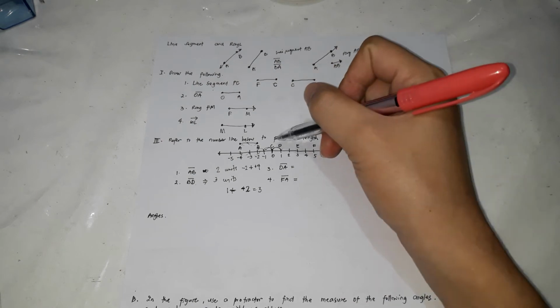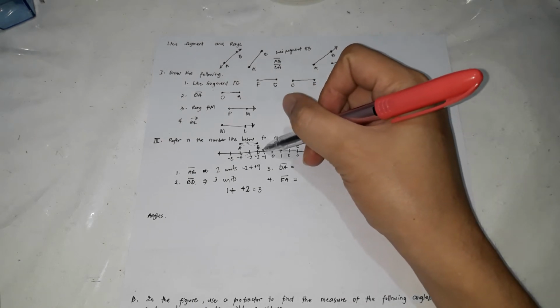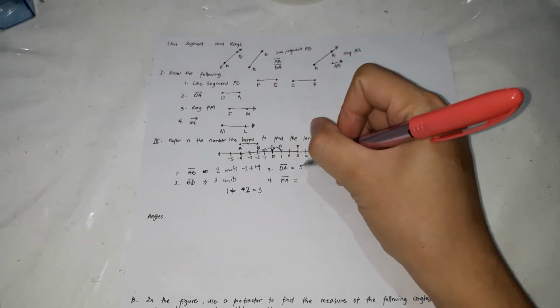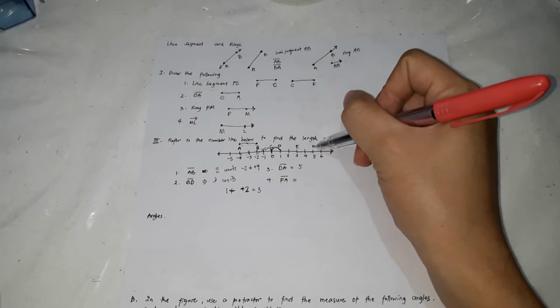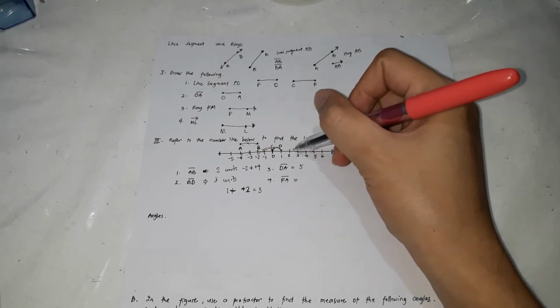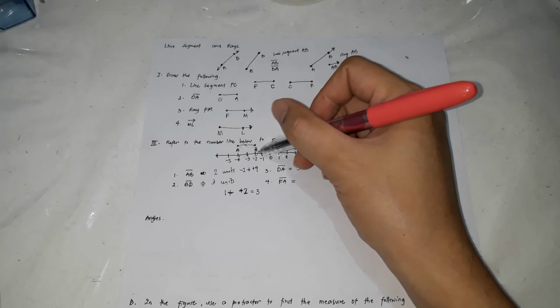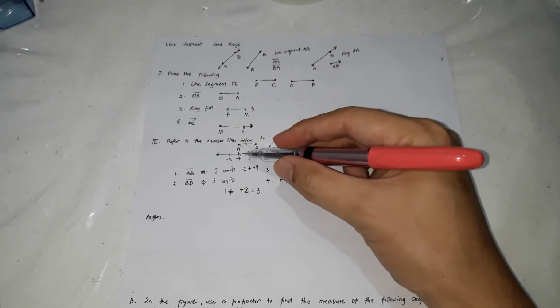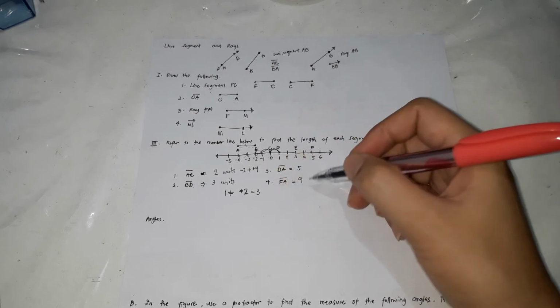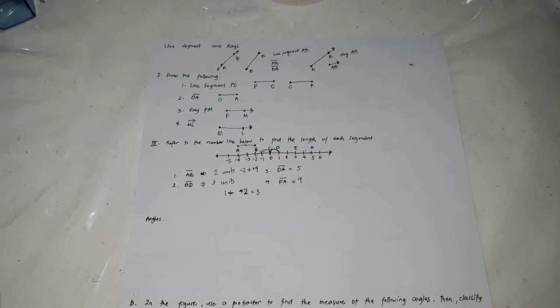DA. So, from D to A. 1, 2, 3, 4, 5. So, 5 units. FA. So, from F to A. 1, 2, 3, 4, 5, 6, 7, 8, 9. So, 9. So, 5 minus -4, that's still 9. So, that's how you're going to find the length.